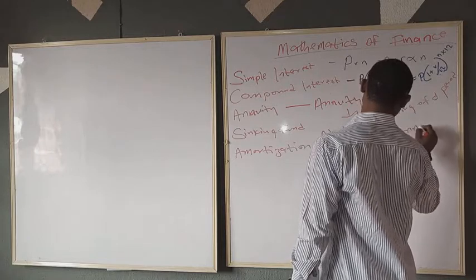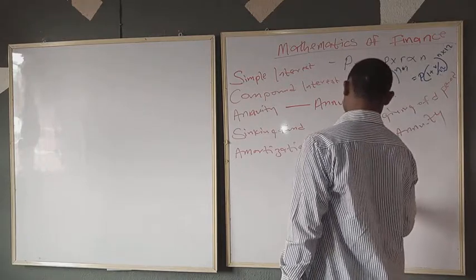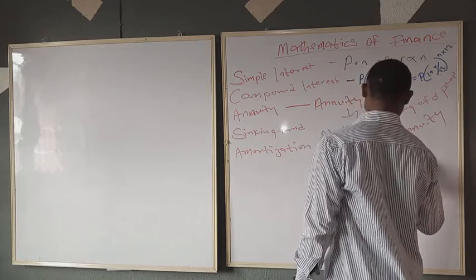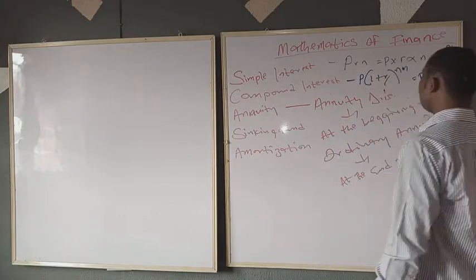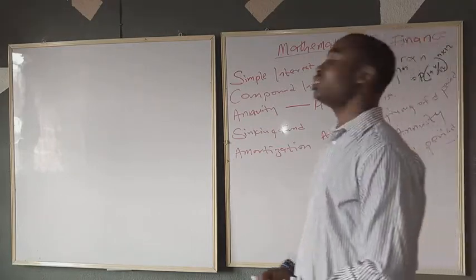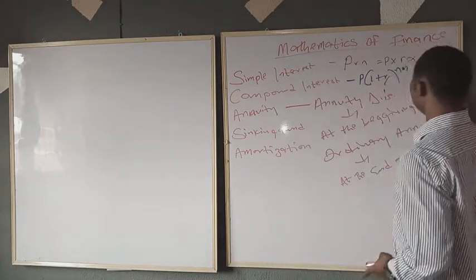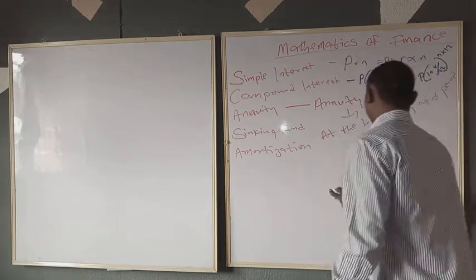Ordinary annuity. That is, payment is being made at the end of the period. When the payment is being made at the end of the period, that is ordinary annuity. And the two of them have their own different formulas.